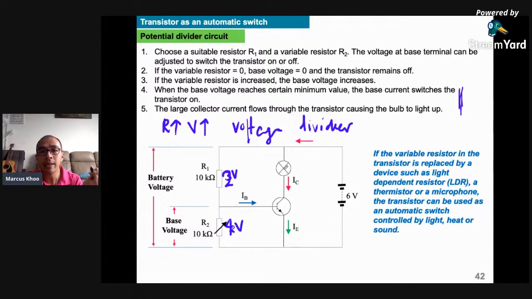Okay, and because of this potential divider circuit, we can use it in two main things. If the variable resistor in the transistor circuit is replaced by a device such as the light dependent resistor, a thermistor, or a microphone, the transistor can be used as an automatic switch controlled by light, heat, or sound. Okay, let's take a look at the first one.